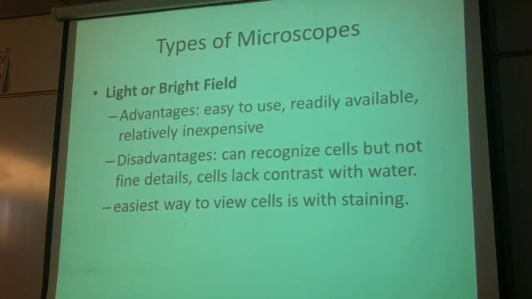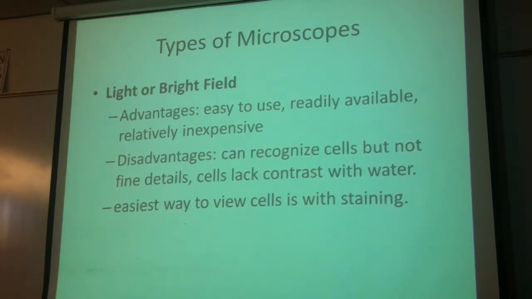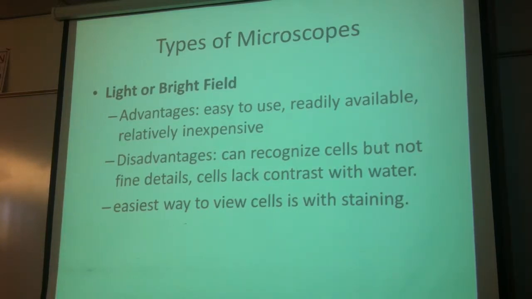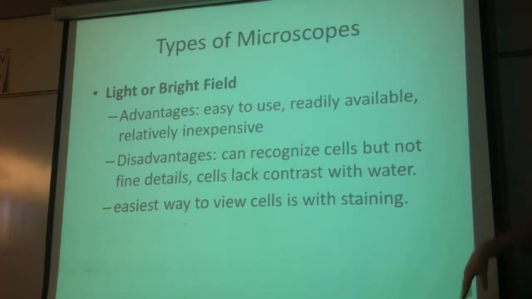Types of microscopes. Light and bright field. So what we're using, the advantages: incredibly easy to use. You guys used them yesterday. For the most part, there weren't really any issues, other than somebody taking the head off of theirs. They're readily available, they're relatively inexpensive, but you can also, as some people found, look at air bubbles and think they're looking at cells. So you get that lack of contrast between the cells and the water. But then again, it's also very easy to stain to make things a little brighter so you can see this.